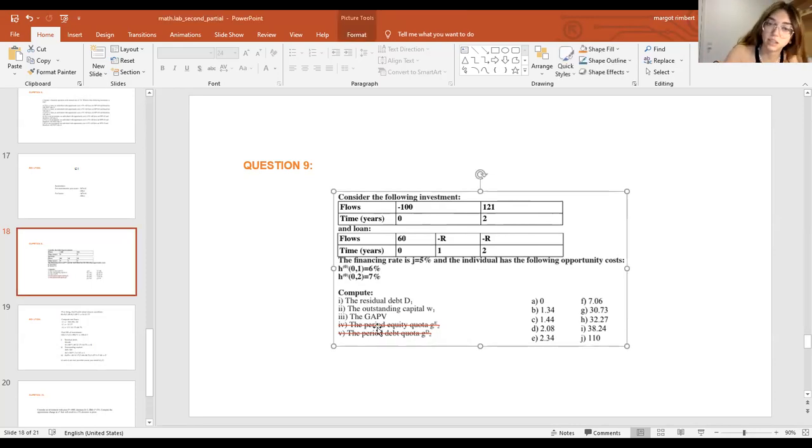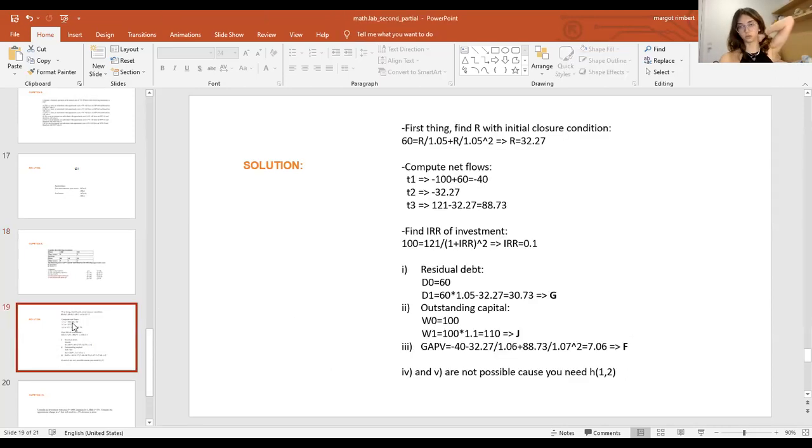There's a couple of things that you have to compute. There was actually a mistake in the paper, so that's why the last 2 are crossed out, because I'll explain why it's not possible to compute them. But let's just do it in order. First they ask you the residual debt, D1, and then they ask you the outstanding capital, and then the NPV. So let's do all this.